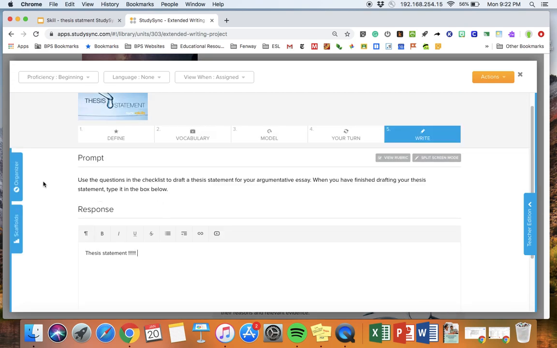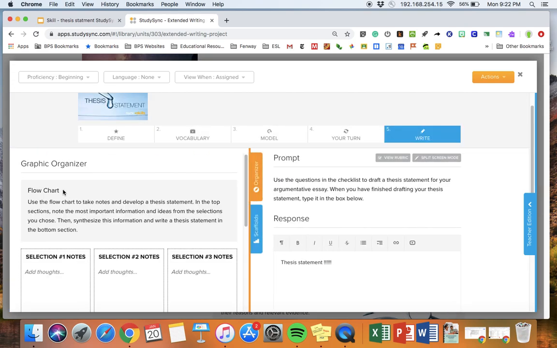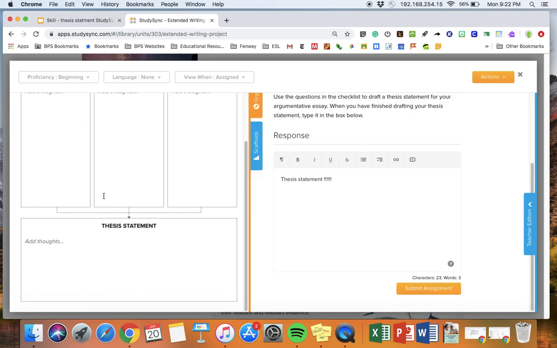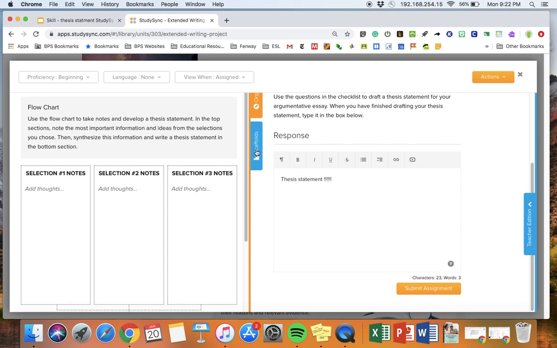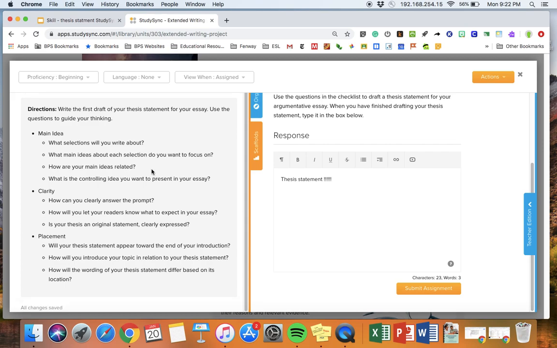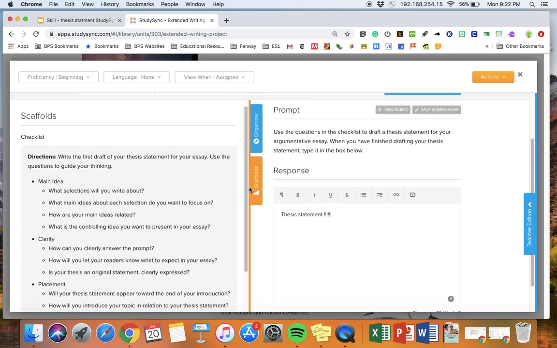Okay. Also, I want you to look to the side. There is the graphic organizer. So if you use that, it will follow you and you can use it to help you write. And then there's also these questions that kind of help you check up on yourself. I recommend that you use them or you at least look at them so that you are writing the strongest thesis statement that you can.